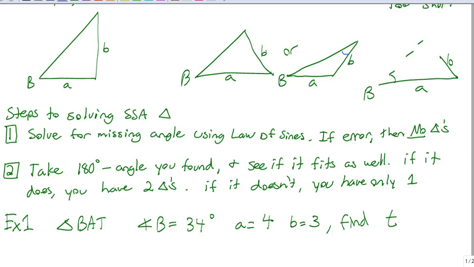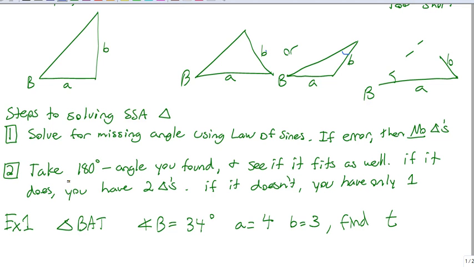Just do what you normally do, solve for the missing angle using your law of sines. If for some reason it says there's an error, like you're taking an inverse sine of a number bigger than 1, then you have no triangles. It's not wrong, it just is that there's no triangles. Then, if you do get an angle though, you definitely have one triangle. To check to see if you have a second triangle, just take the supplement of what you just found, which is 180 degrees minus what you found, and see if that also fits in the triangle.